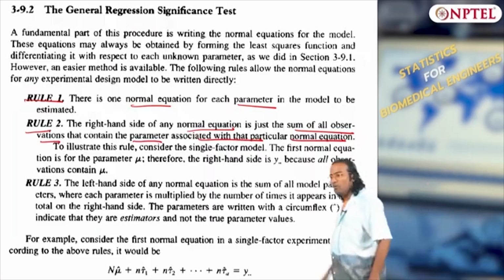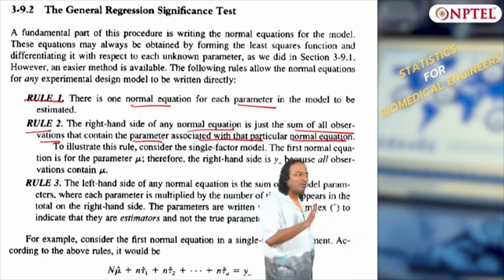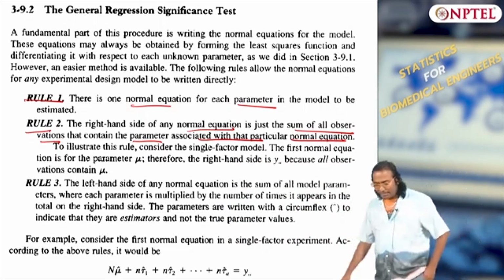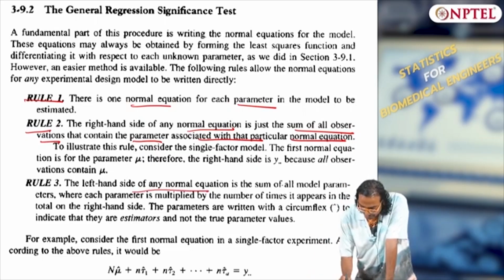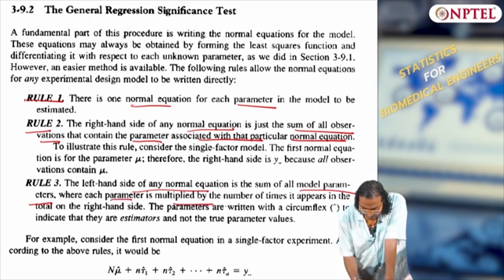So, rule number 2 helps you write the right hand side. Rule number 1 tells you the number of normal equations. Then we go on to rule number 3. The rule number 3 is about the left hand side. So the left hand side of any normal equation is summation of all model parameters, where each parameter is multiplied by the number of times it appears in the total on the right hand side.